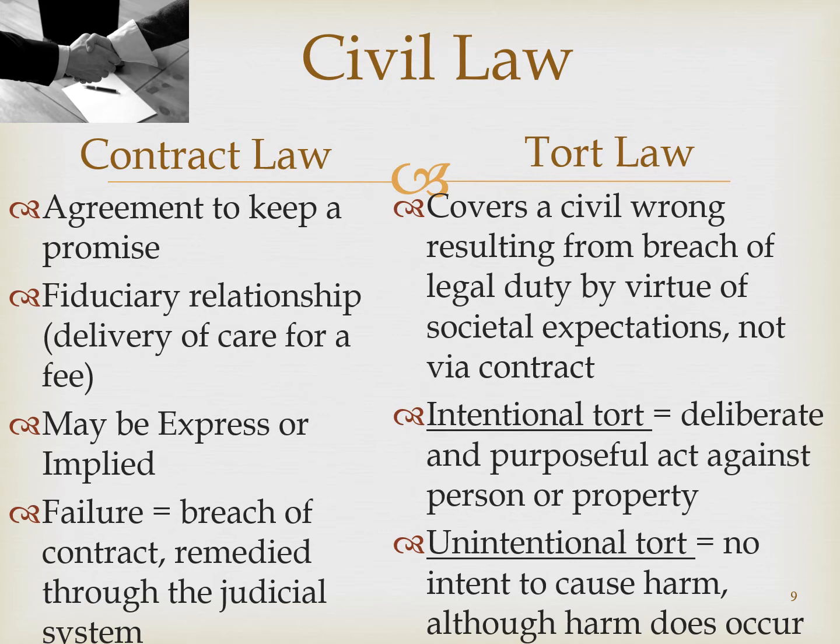So the other type of civil law is tort law. So this covers a civil wrong resulting from breach of legal duty because of what society has as expectations. It's not through a contract. Okay, so what are some examples? You can have an intentional tort and an unintentional tort. An intentional tort is a deliberate and purposeful act against a person or property. That's a tort. It's intentional.